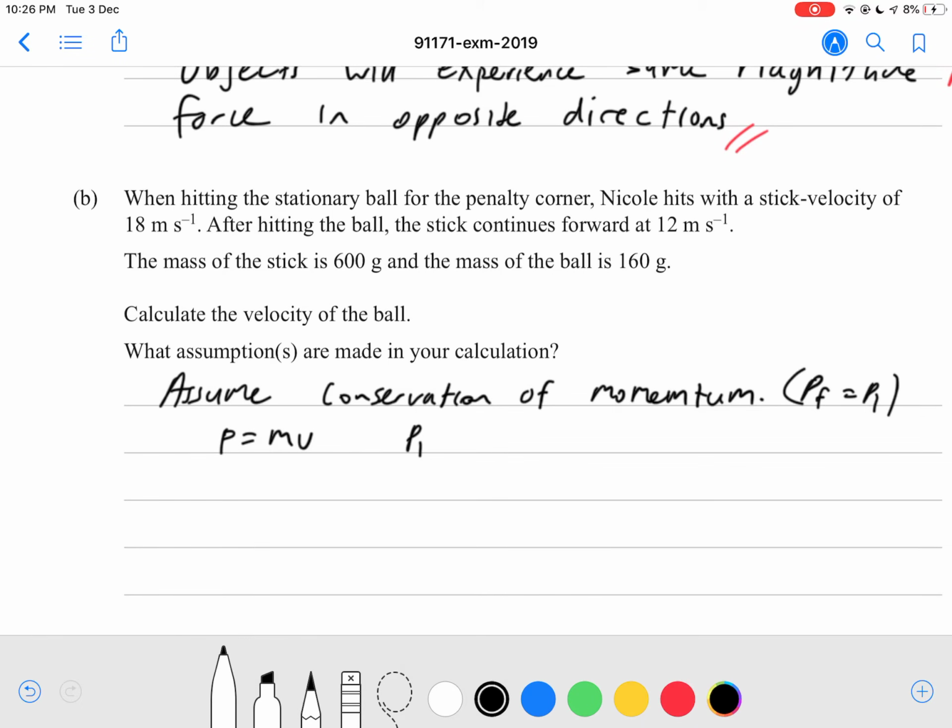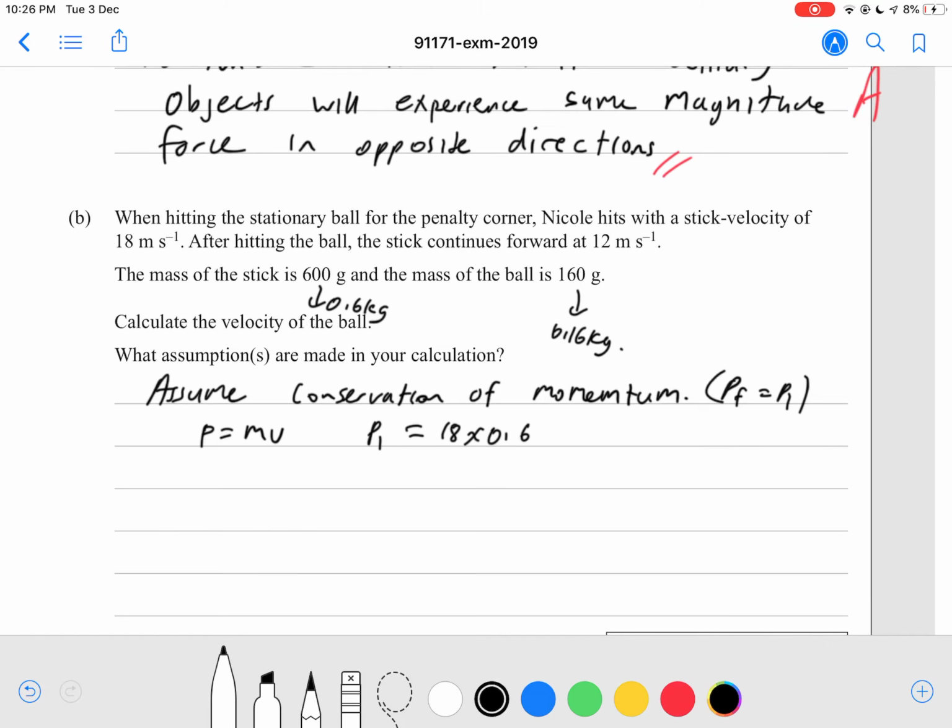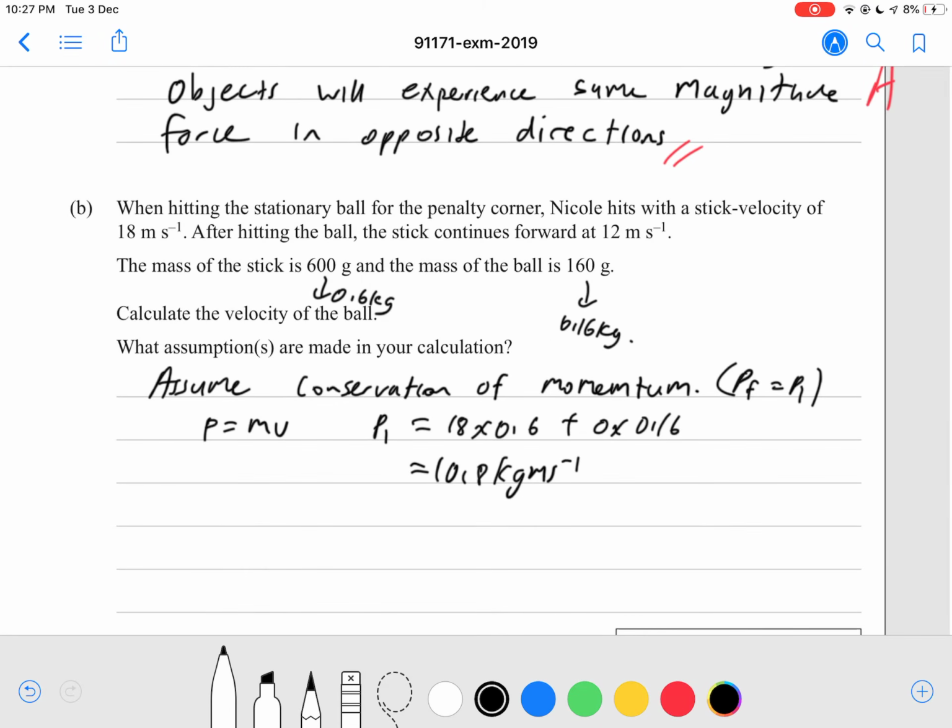Our initial momentum involves the stick at 18 meters per second, so 18 times the mass of the stick, which is 0.6 kilograms. Remember, 600 grams is equal to 0.6 kilograms. 160 grams is 0.16 kilograms. So your initial momentum is 18 times 0.6 plus 0 times 0.16 because the ball is not moving. Therefore, your initial momentum is just 18 times 0.6, which is equal to 10.8 kilograms meters per second.